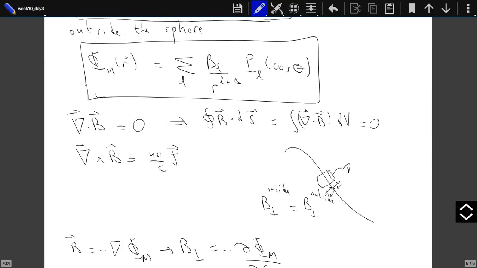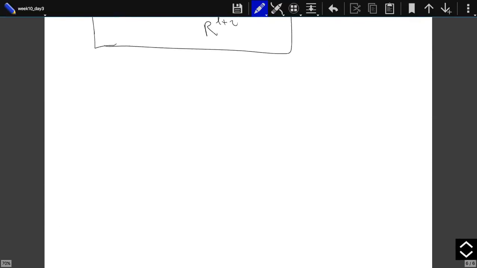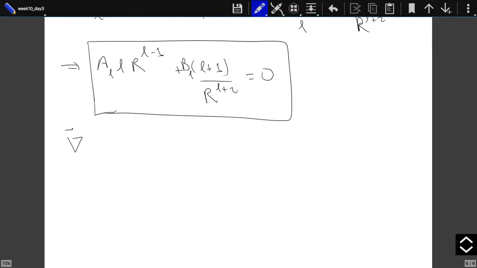Now, this is one condition we obtained from the divergence of B. Now we have another equation. The curl of B is equal to 0, not 0. Now the curl of B is equal to 4 pi over C times J.